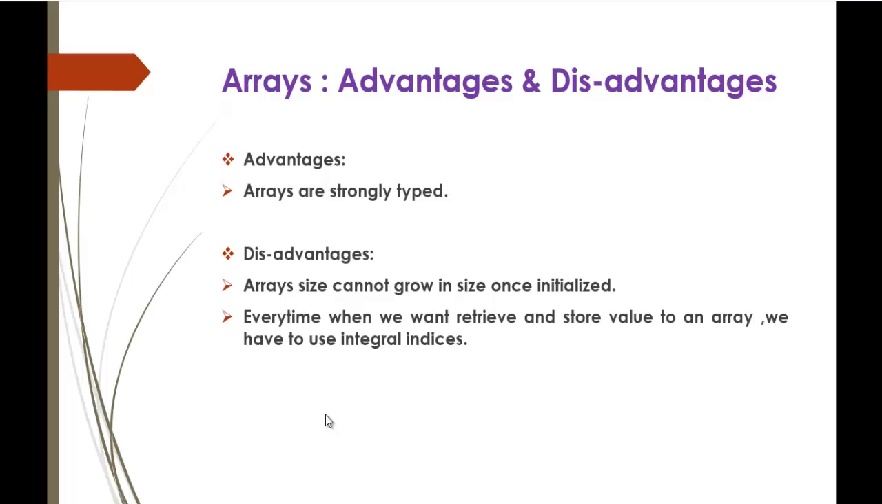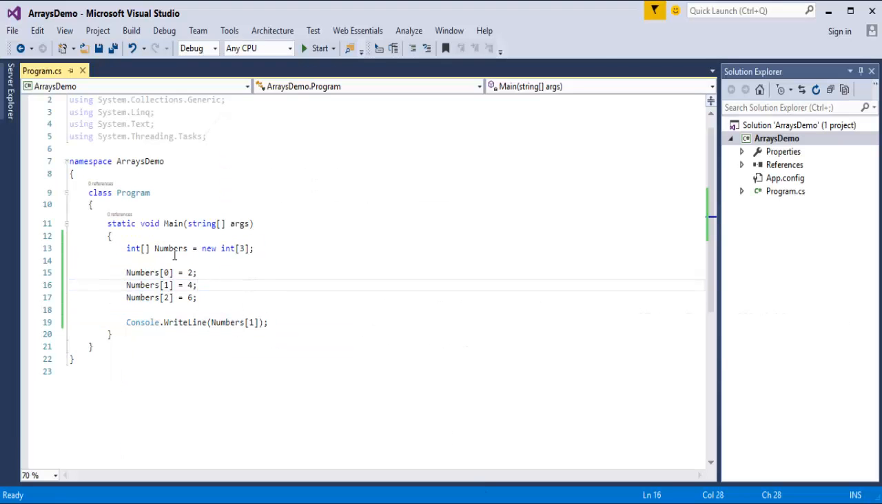Arrays: advantages and disadvantages. Advantage: arrays are strongly typed. To understand that, here my array name is numbers and its type is integer, and if I try to store a string value, it will throw a compile time error telling that it cannot implicitly convert type string. It means that once you specify the type of an array, it is bound to that and can't store values of another data type. So arrays are strongly typed.